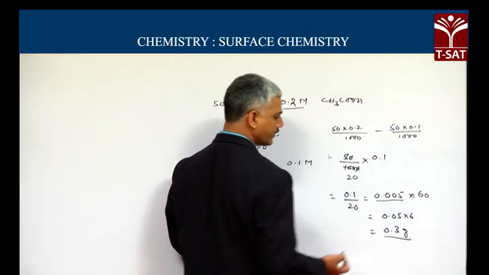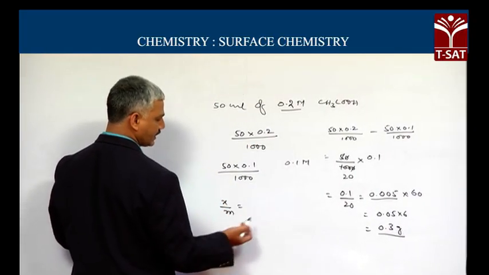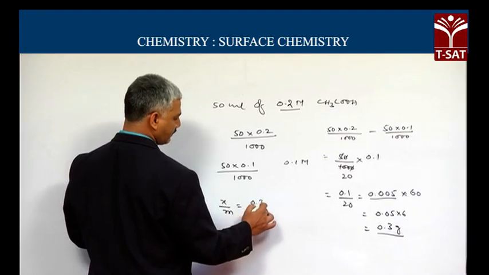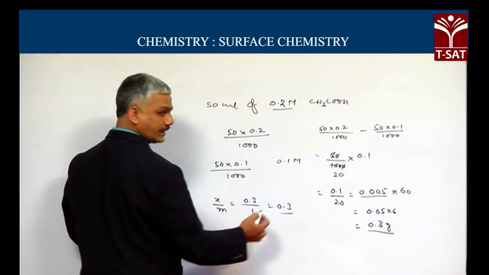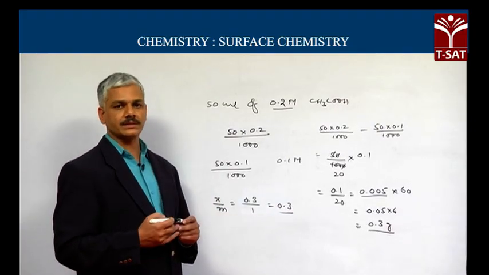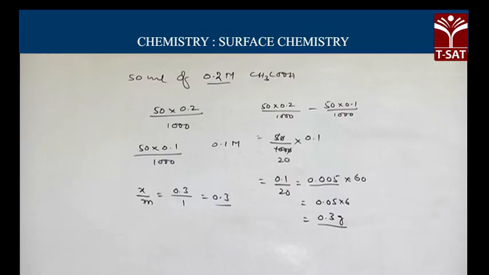In terms of weight, it is multiplied with 60, that is 0.05 into 6 or 0.3 grams. Extent of adsorption is calculated as x by m. X value, now we have to take 0.3, m value is 1. So 0.3 is the answer. So in the given options, correct option is C.